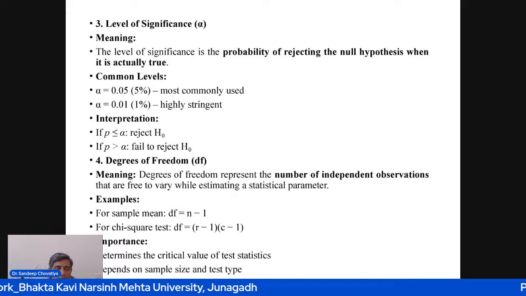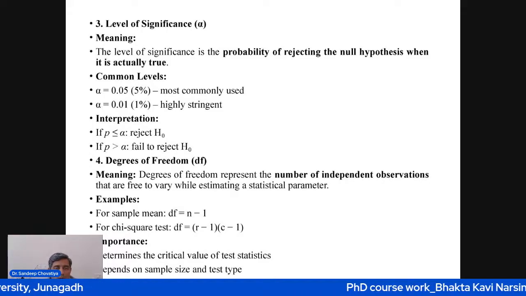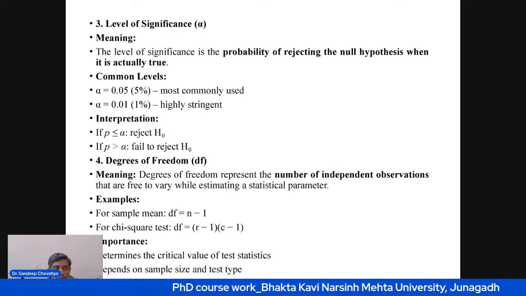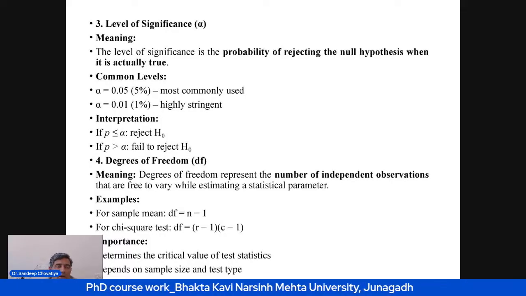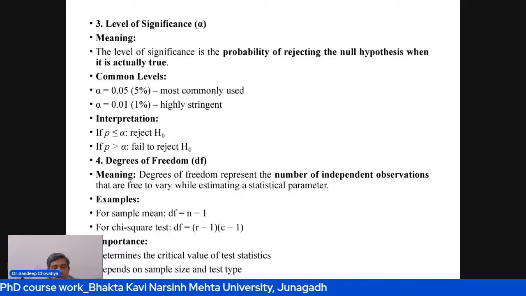Interpretation, how does it work? If p is less than or equal to alpha, then we reject the null hypothesis. If p is greater than alpha, then we fail to reject the H0.